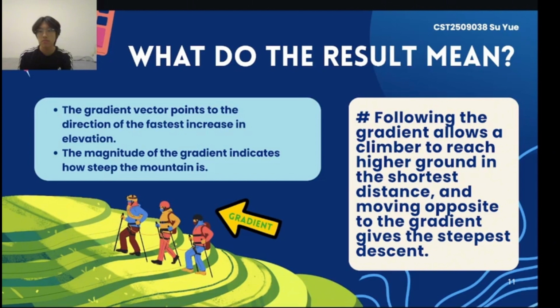In addition, the magnitude of the gradient tells us how steep the mountain is. A larger gradient means a steeper slope, while a smaller gradient indicates gentler terrain. On the other hand, moving in the opposite direction of the gradient gives the steepest descent.